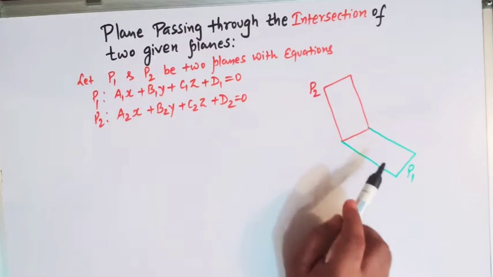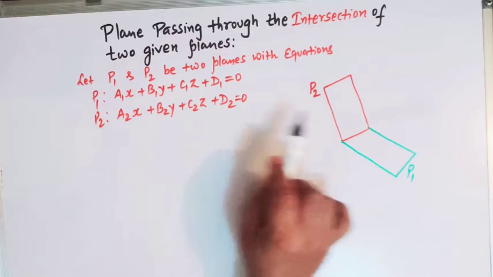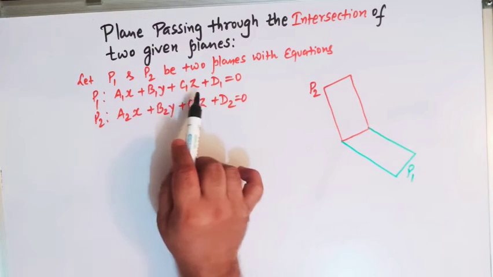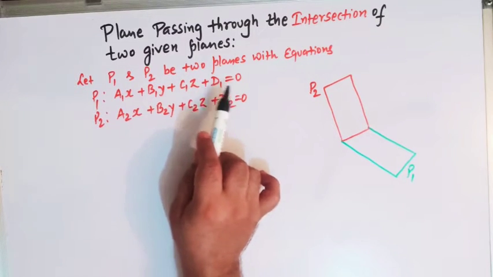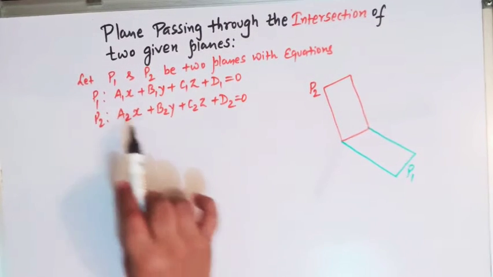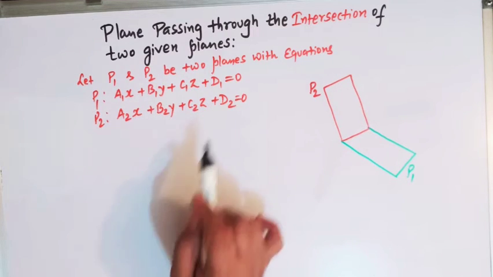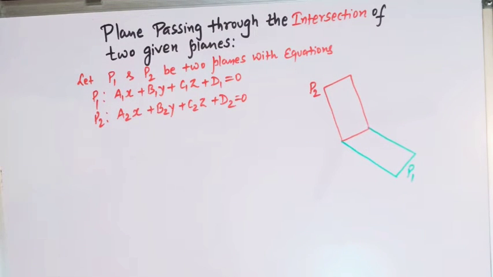So here we are given two planes P1 and P2, and the equations are given as a1x plus b1y plus c1z plus d1 is equal to 0, and the equation of the second plane is a2x plus b2y plus c2z plus d2 is equal to 0.